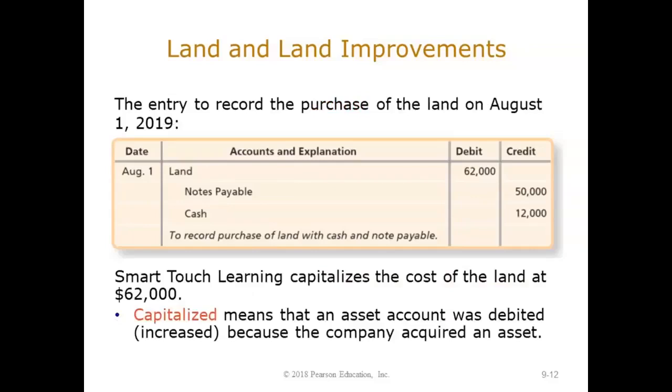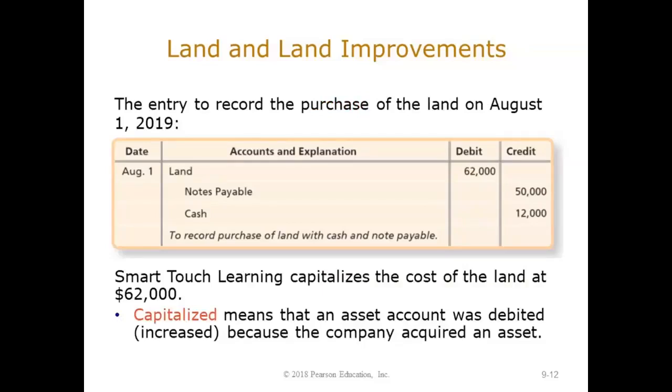So when creating a journal entry to record that transaction for the land, we're going to make a debit to land of $62,000 and a credit to notes payable of $50,000 because we're paying for that land with a note, and then the other $12,000 we're going to pay with cash. So again, we bought the land for $50,000 with a note. Everything else for the land we spent cash to get.